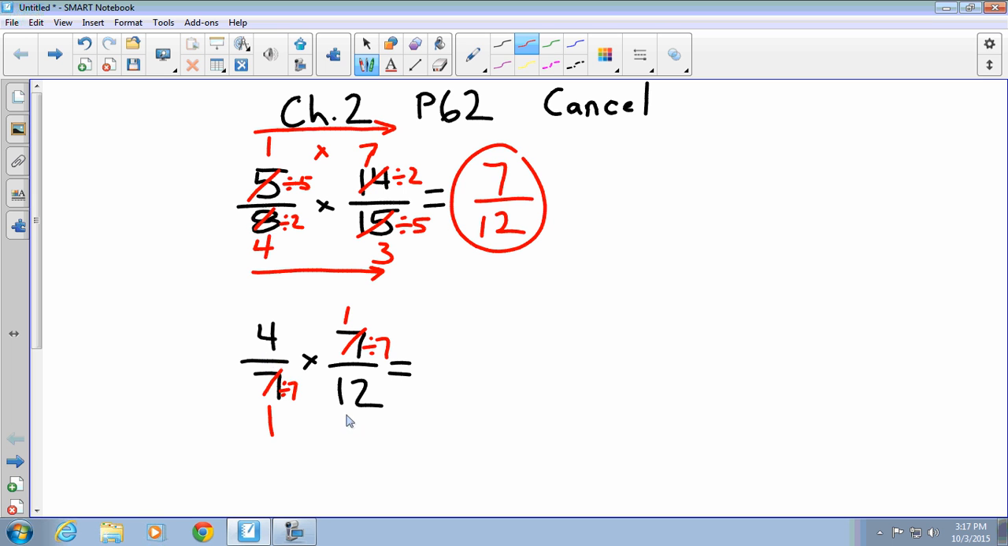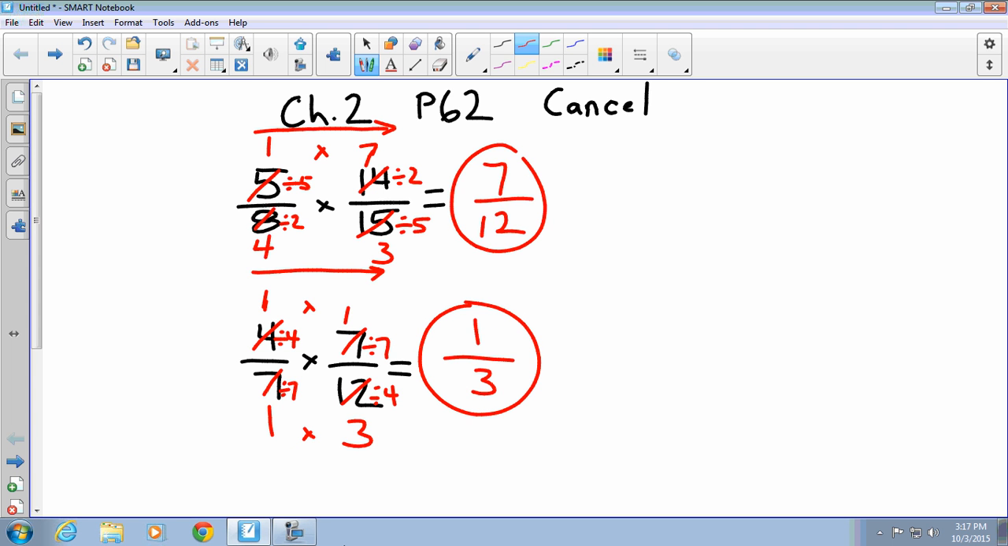4 and 12. 4 and 12 have something in common. They have a 4 in common. 4 divided by 4 is also 1. And then if we take that same 4 out of 12 down here, 12 divided by 4 is going to give us 3. So once again, we make the problem easier. We have 1 times 1 on top. We get 1, and we have 1 times 3 on the bottom, and we get 3.